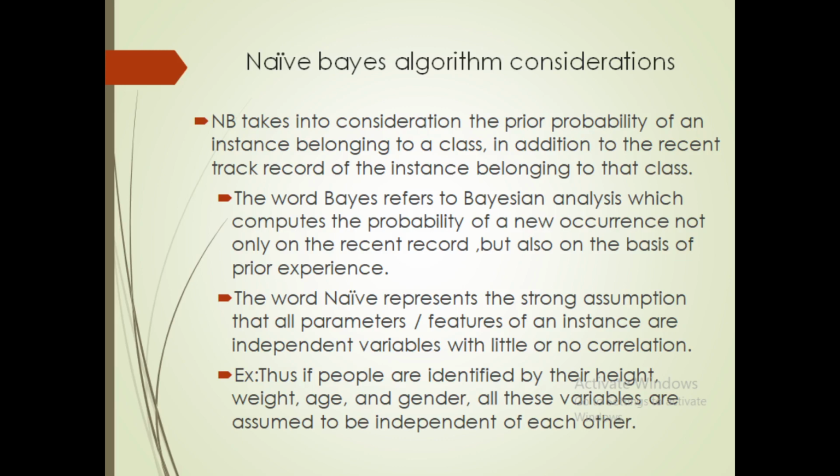The next thing is regarding the word naive. The word naive represents the strong assumption that all parameters or features of an instance are independent variables with little or no correlation. That is, if I take an example, like a person identified by height, weight, age, and gender, we will assume that all these variables are independent of each other.